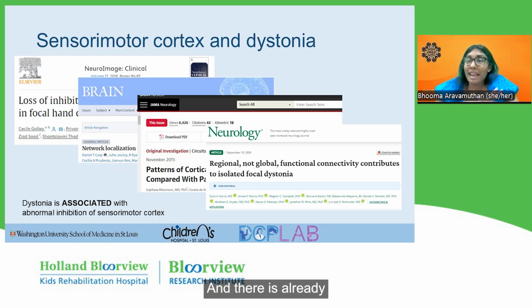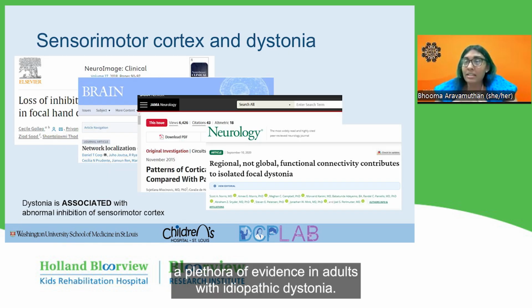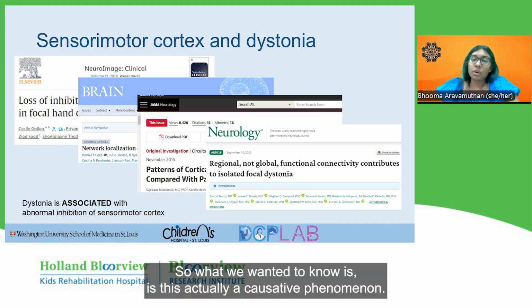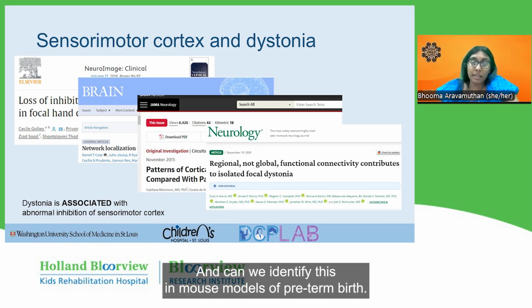And there's already a plethora of evidence in adults with idiopathic dystonias that abnormal inhibition of the sensory motor cortex is associated with dystonia. So what we wanted to know is, is this actually a causative phenomenon, and can we identify this in mouse models of preterm birth?